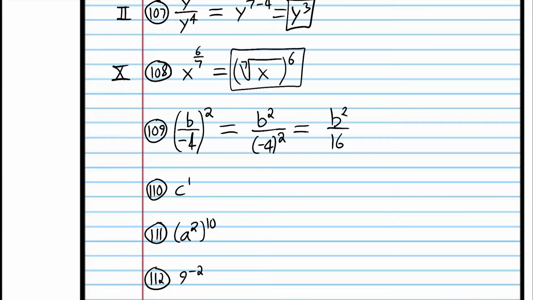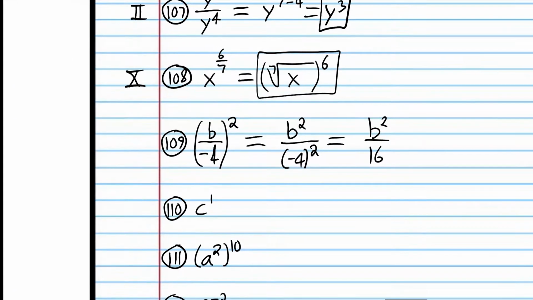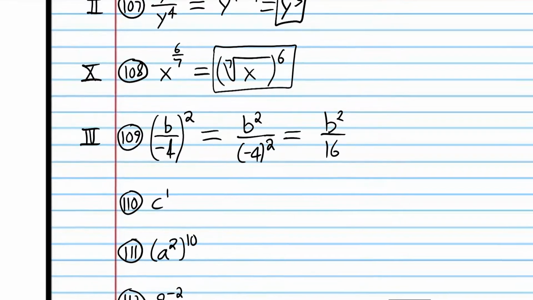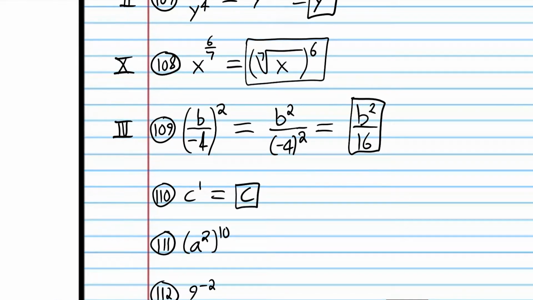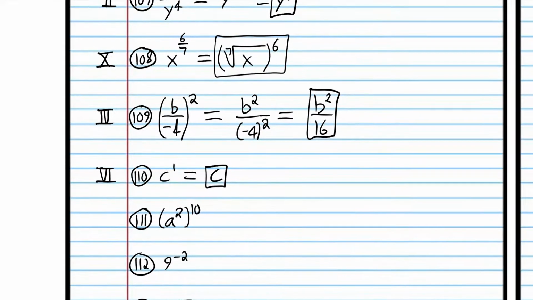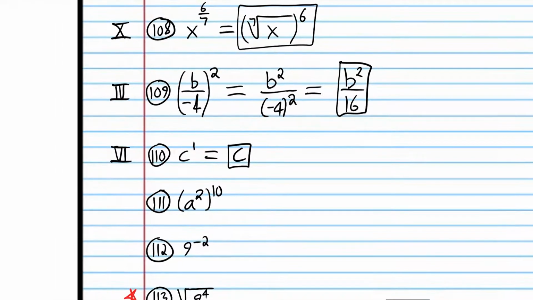All right, we're back. I realize we didn't write the number for this one. That is number 4, rule 4. And for number 110, anything raised to the first power doesn't change. That's rule number 6. All right, try number 111. When you come back, we'll do it together.